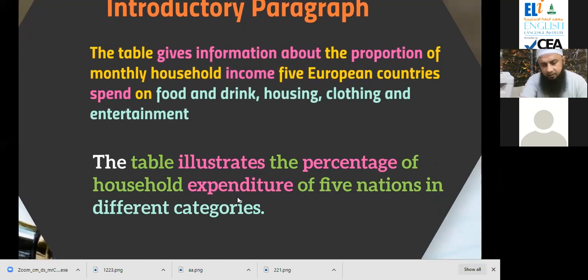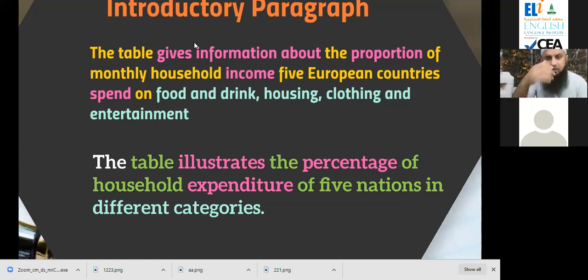And look at the paraphrased paragraph, the first introductory paragraph. This is how you paraphrase it. The table illustrates, they say here in the pink, gives information about. You rephrase, you say, the table illustrates, not gives information. There are 3 words, it's one, precise. They say proportion, you write the percentage of household. They say monthly household, you said only household. They say income, you wrote expenditure, because this is spending of income, it is called expenditure.